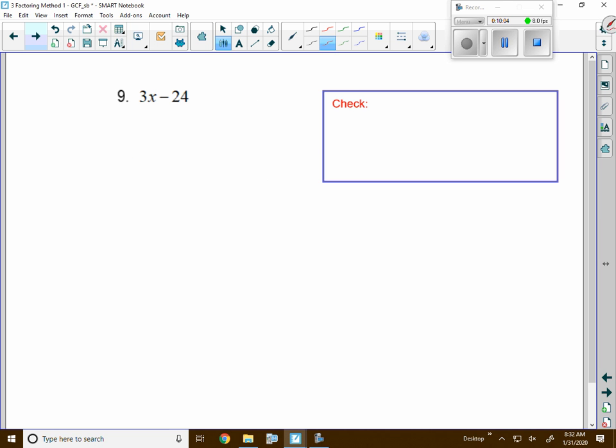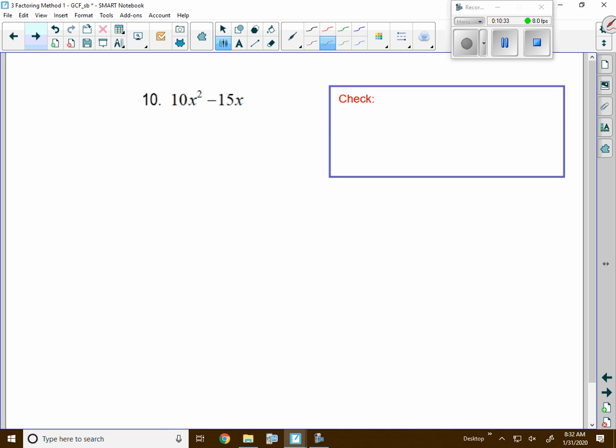Number 9, what do you think is our GCF here? 3. 3 goes into 3, and it goes into negative 24. So we would have left x minus 8. Sometimes the GCF will be just a number, and sometimes it'll be a number and variable, or sometimes it could be just a variable too. It could be any combination of those.